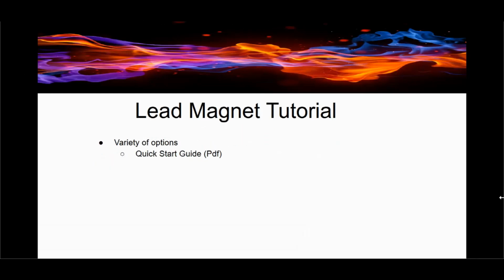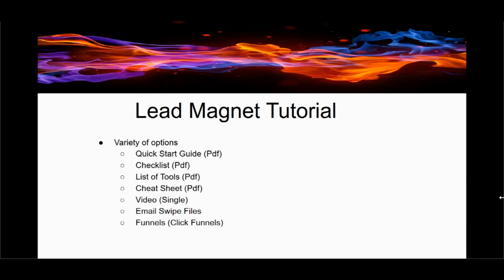A lead magnet. There are a variety of options. One is a quick start guide, such as a PDF, something that someone can download, print it out, and use. It could be a step-by-step tutorial or a checklist, similar to what I go ahead and give out. A list of tools, a cheat sheet, a video, email swipe files, funnels, such as used for ClickFunnels, a mini course, an ebook, a quiz, a webinar.